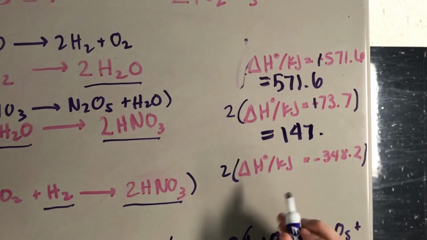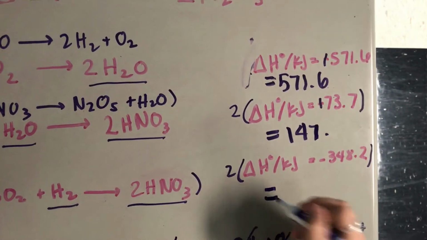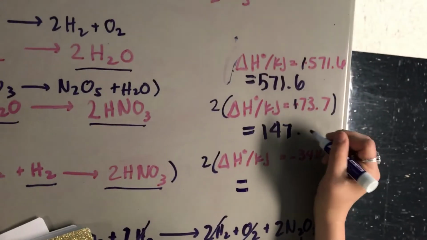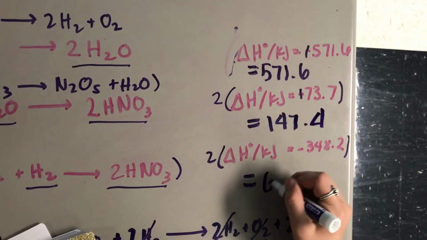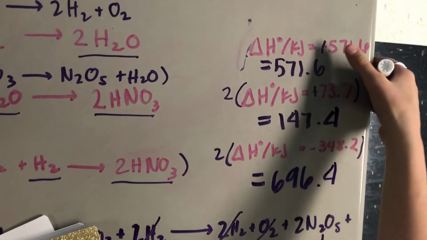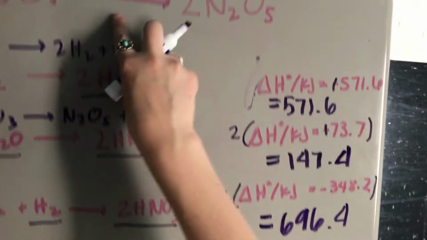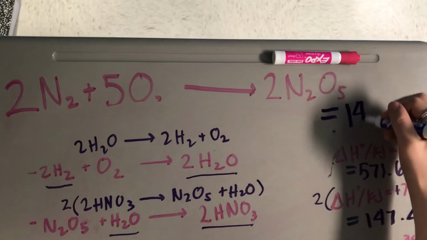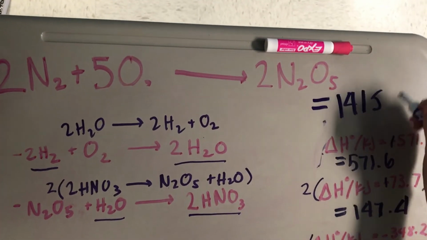There's a point on this, hold on. This one comes out to be 0.4, this one's 0.4. This comes out to be 696.4. And once you get all these, you add these up to get your final answer for your original equation, which is going to be 1,415.4.